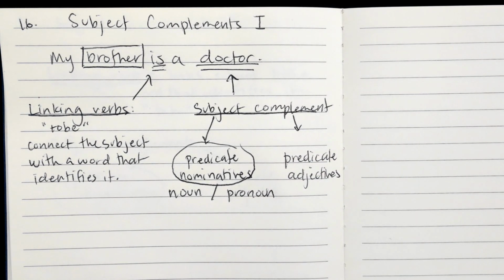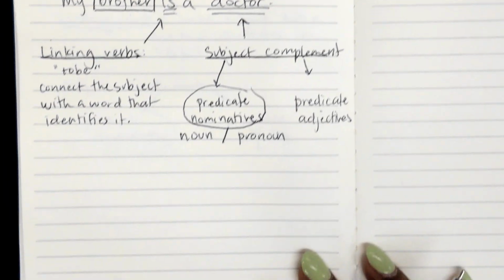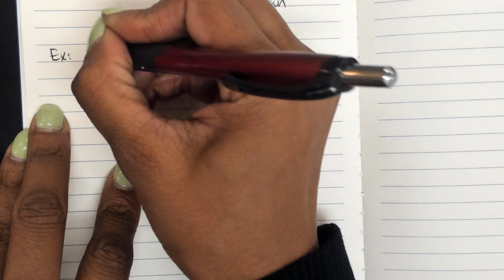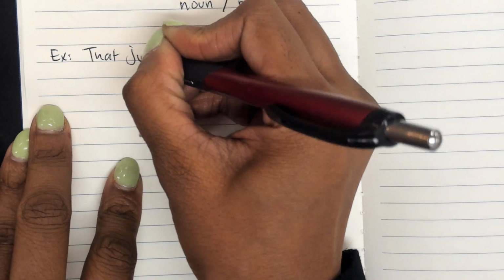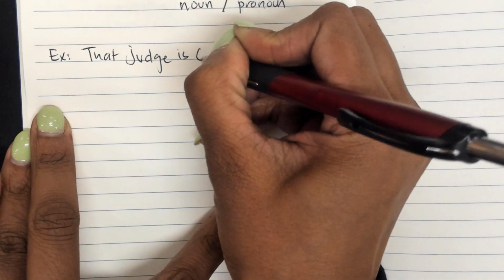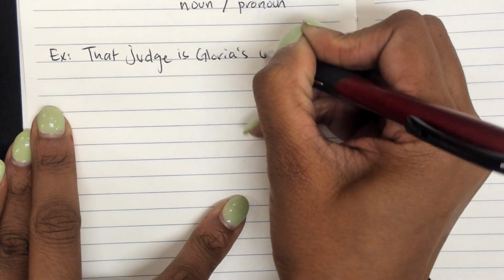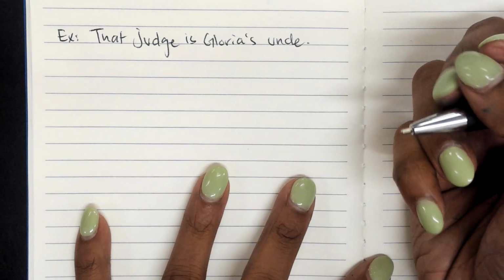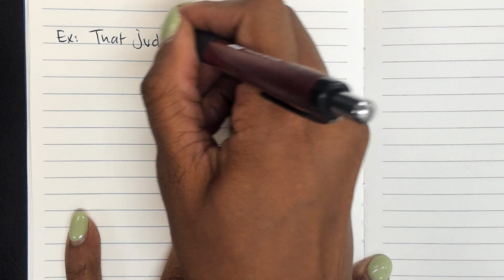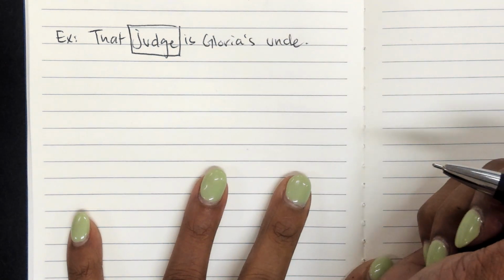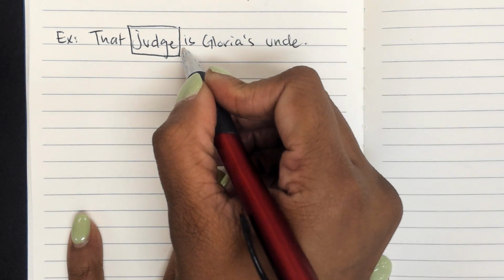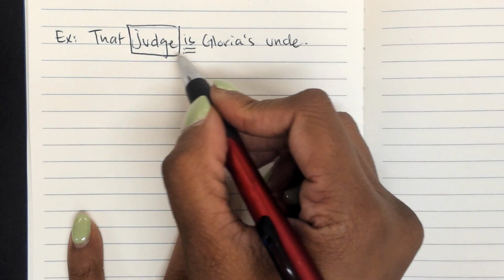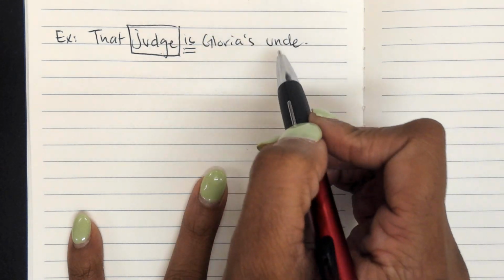All right, let's go ahead and actually practice a sentence. Let's take the sentence, that judge is Gloria's uncle. Okay, here we have our subject, which is judge, and our verb, our linking verb, is the word is. Now, is linking judge to uncle.